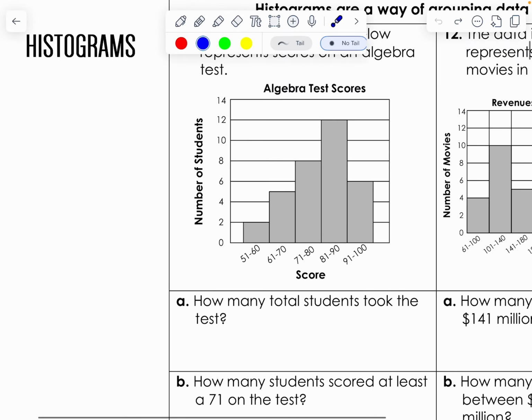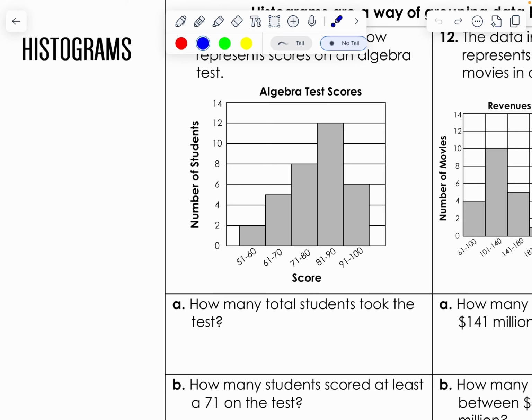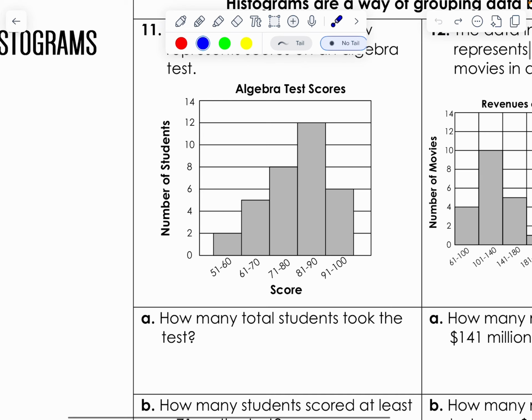Now, part A is asking how many total students took the test. How could I calculate that from the graph? What do we think? Yeah, just add up all the bars. So then I need to find out how tall each bar is, and then I can add them up. So how many students scored in the 51 to 60 range right here? Yep, the bar goes up to 2, so I had 2 students score in that range.